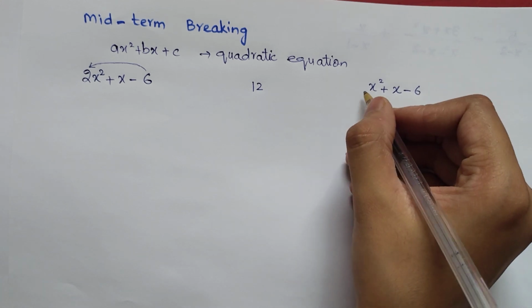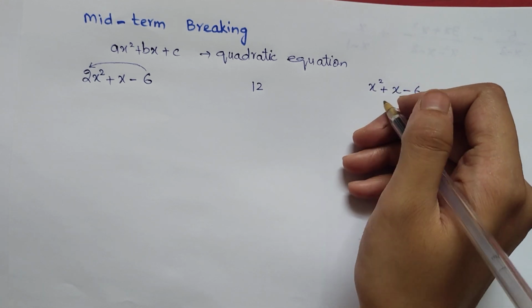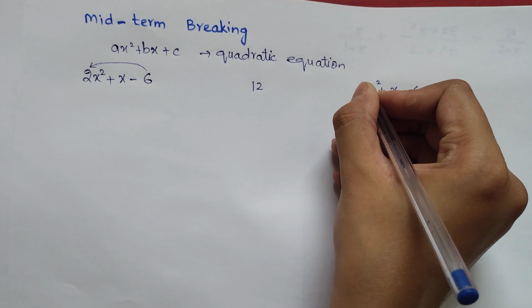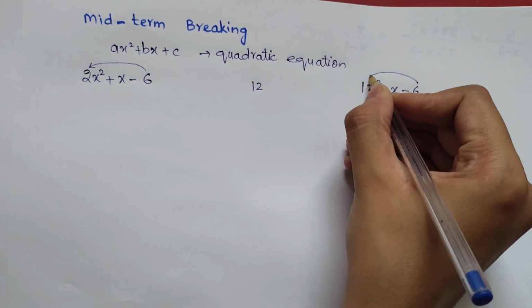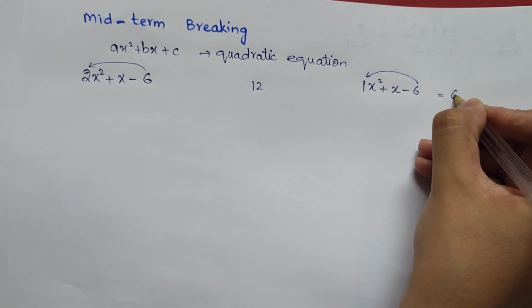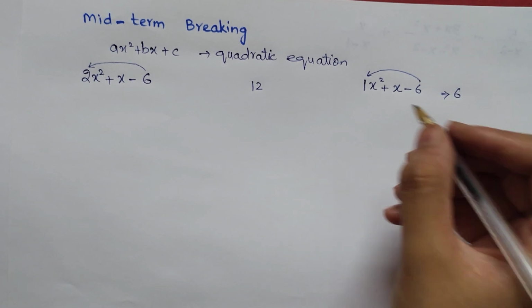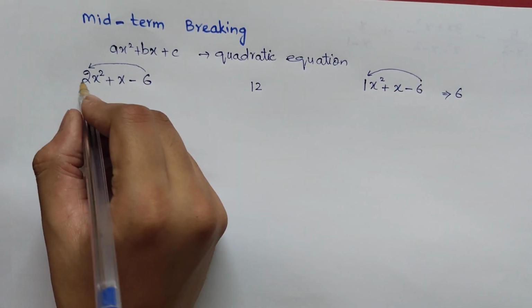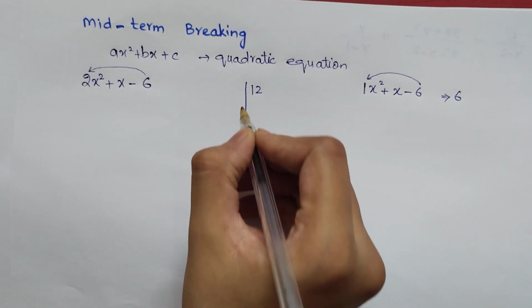There is no coefficient with x square. We know when there is no coefficient with x square, it means there is 1. So you multiply 6 by 1. So 6 1s are 6, and you make the factors of 6. Okay, so here 6 multiplied by 2 is 12, and we have to make the factors of 12.